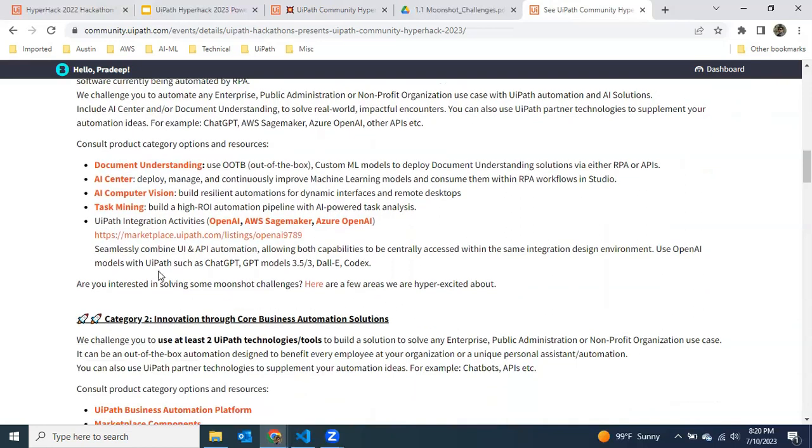So Pradeep, did you have any conversations about that last line below the marketplace listing? It says seamlessly combine UI and API automation, allowing both capabilities to be centrally accessed within the same integration design environment. Does it mean that both Integration Service connections have to be in the same automation cloud environment? I never quite fully got that.